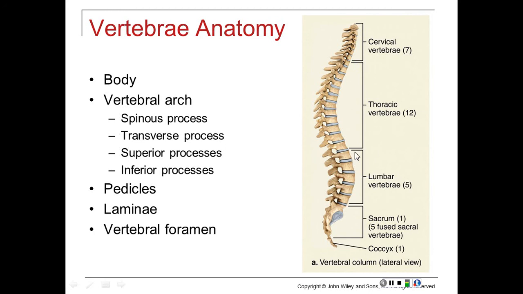Then you have the lumbar vertebrae in the lumbar region of the body, and then finally the sacrum, which is made of fused vertebrae, and the coccyx, which is also made of fused vertebrae. Each vertebrae has a spinous process, 2 transverse processes, a superior and inferior articular process. They also have pedicles and lamina and a vertebral foramen.